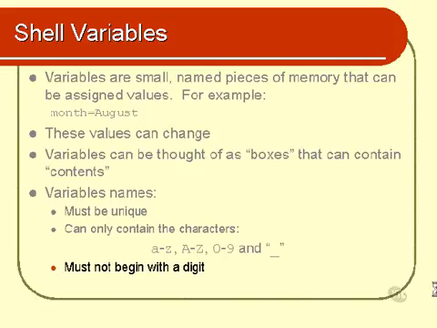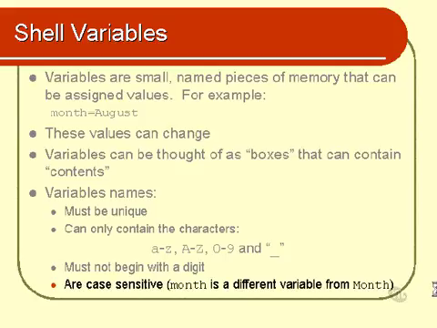Furthermore, the name must not begin with a digit. It can begin with a letter, or it can begin with the underscore. Also, these names are case sensitive. If you create a variable called month, all in lowercase, and then you create a separate variable with a capital M for month, you have actually created two different variables.